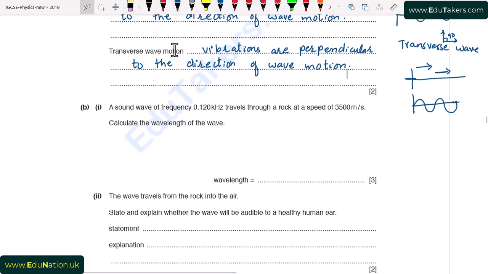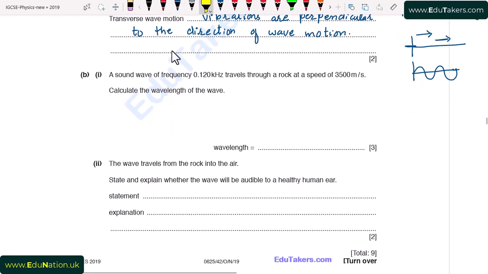Part B. First part. A sound wave of frequency 0.120 kHz travels through a rock at a speed of 3500 meter per second. Calculate the wavelength of the wave.